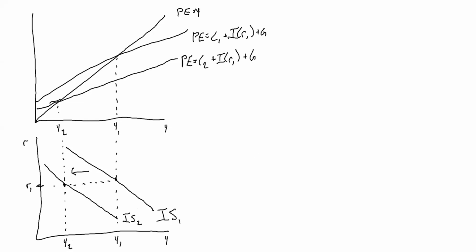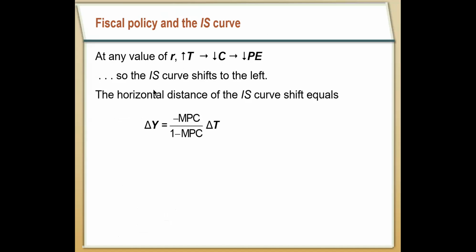And so again, just to keep everything straight, at every given level of R, an increase in taxes is going to decrease consumption. Everybody has a little bit less money to spend. They have to devote more of their income to paying taxes. And when consumption goes down, planned expenditure naturally has to fall. And when planned expenditure falls, that shifts that IS curve to the left. Now, just like the government spending example, the distance that the IS curve shifts is the size of that tax multiplier. That change in income is going to be the negative marginal propensity to consume over 1 minus the MPC. And so that horizontal shift in the IS curve is going to be the size of that tax multiplier.